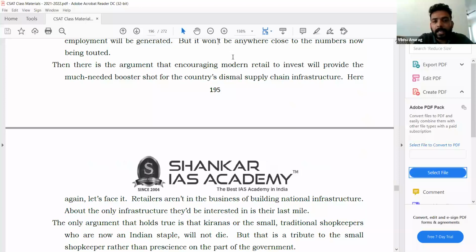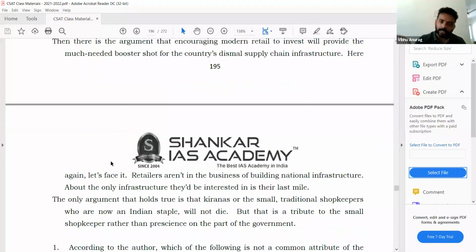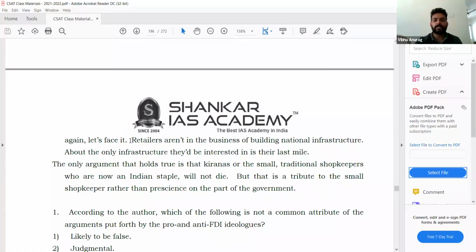Then there is the argument that encouraging modern retail to invest will provide the much needed booster shot for the country's dismal supply chain infrastructure. Okay, so this is the next point put forward by the government, that it will improve our supply chain. Here again, let's face it. So he's saying here again, let's face it means let's see the reality. Retailers aren't in the business of building national infrastructure. About the only infrastructure they'd be interested in is their last mile. Last mile is your final distribution, the last part of your distribution channel. Touted means promoted. To tout means to promote.